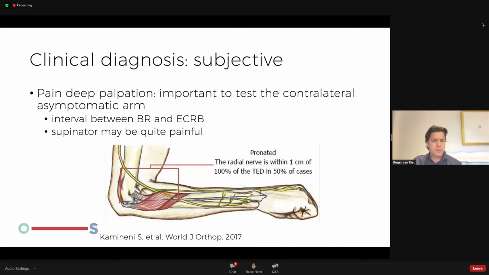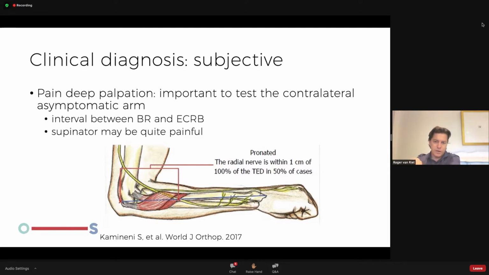This is a paper by Srinath Kamineni, formerly a London-based surgeon, who's now in Kentucky. He said that we showed in a cadaveric study that if you pronate the arm, the radial nerve can be found in 100%, so in all of them, within 1 centimeter of the TED, which is the transepicondylar distance. So if you measure the distance with your finger between the medial and lateral epicondyle, and then you keep that same distance and go towards Lister's tubercle, then the nerve is around here, at about 2/3. In 100%, it's in this area, but about 2/3 of this distance, that's where the nerve is.